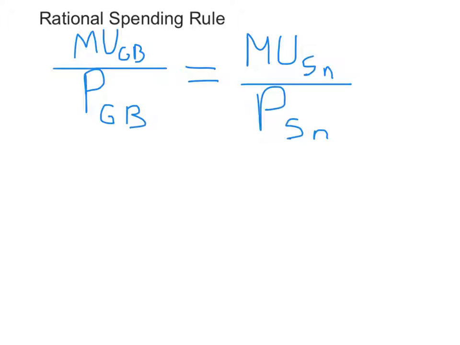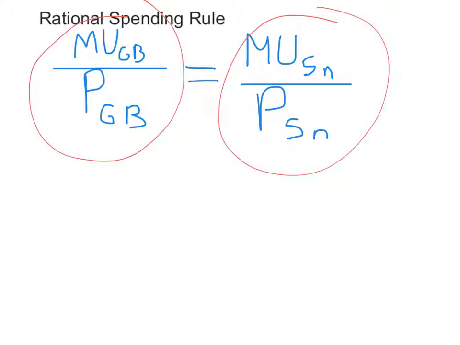The Rational Spending Rule just says that one should allocate spending across goods to make marginal utility per dollar the same for each. In the case of granola bars and Snickers bars, that would mean something like this. We'd want to spread spending between granola bars and Snickers bars so that the marginal utility of granola bars divided by the price of granola bars is the same as the marginal utility of Snickers divided by the price of Snickers.